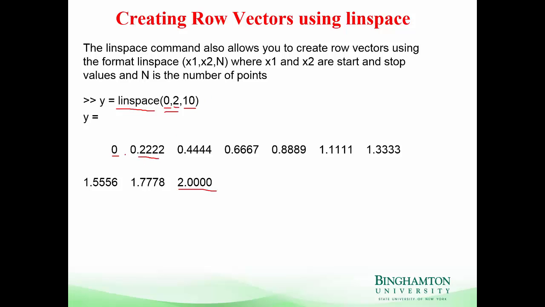And that's because there are 10 points, but we're dividing it into 9. There's 9 intervals. So we would take the interval length, which is 2 in this case, and divide it by 9 rather than 10. We're dividing it by the number of intervals, and that gives us the 0.22222, etc.